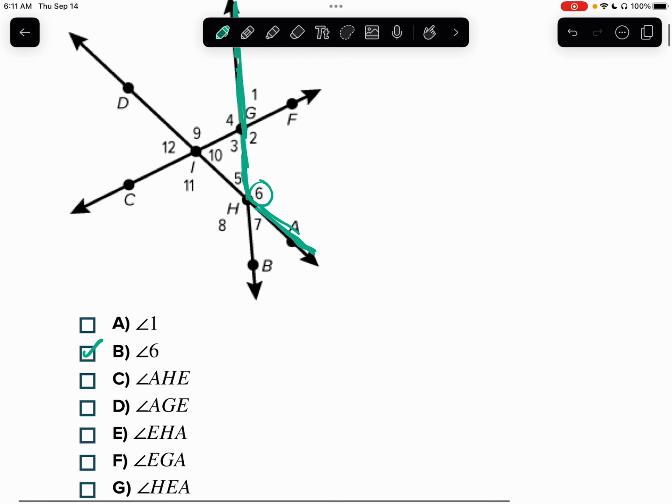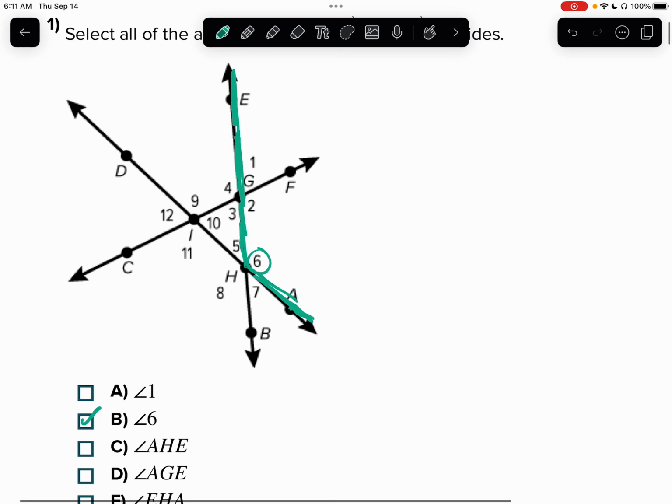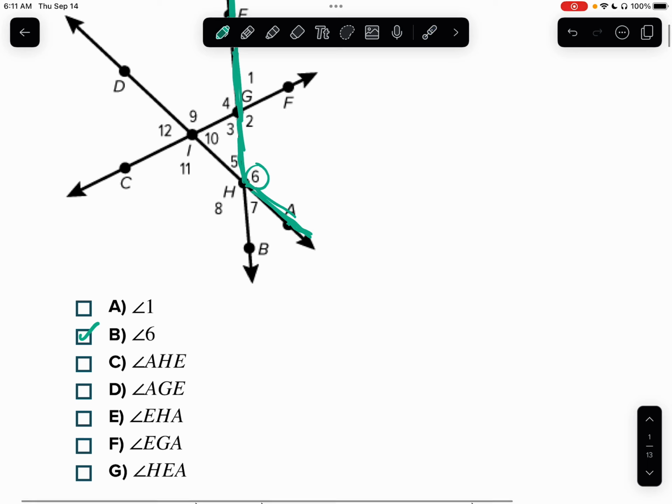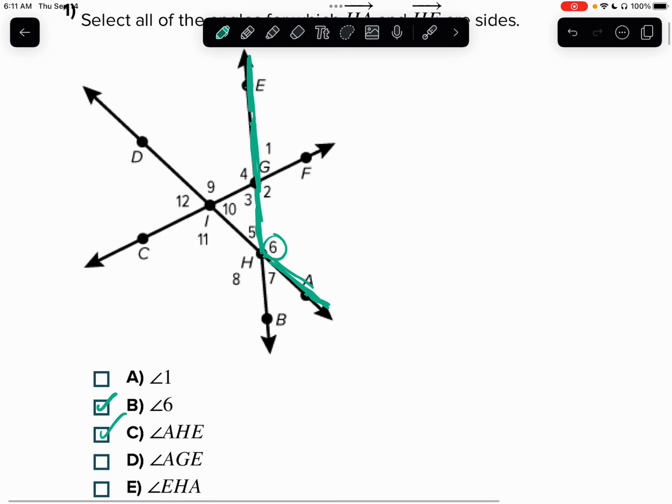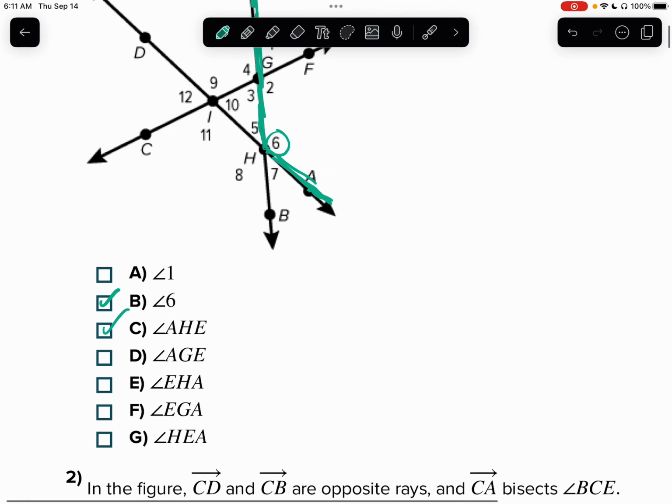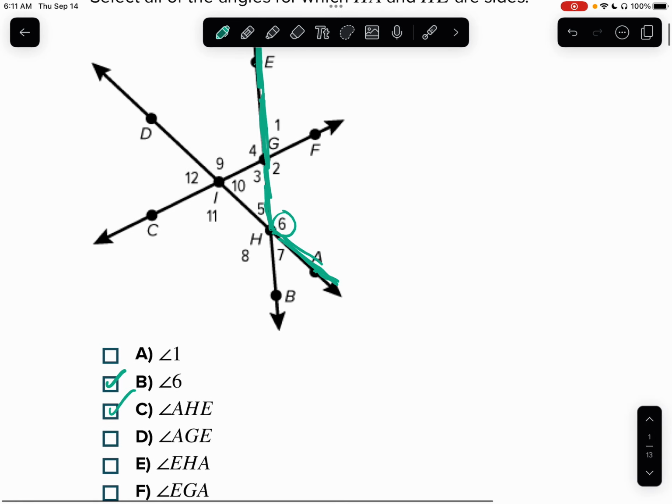Let's see. Angle 1, no. Angle AHE. It starts at A, goes to H, goes to E. Yeah, that would work. So AHE is correct. So C. AGE, no, because A doesn't even connect to G. EHA, yeah, that's the same thing as AHE, just reordered. So EHA, same angle. So that one does work.